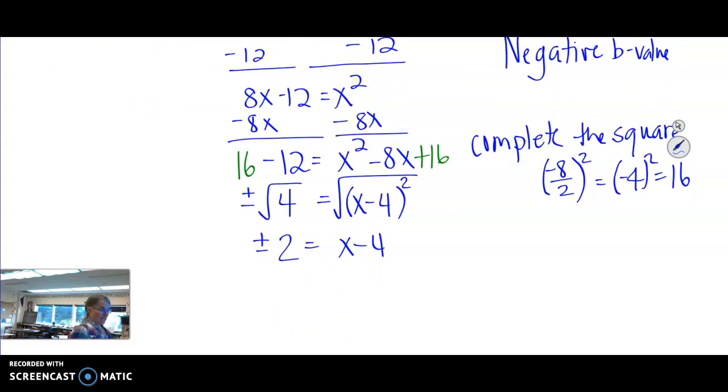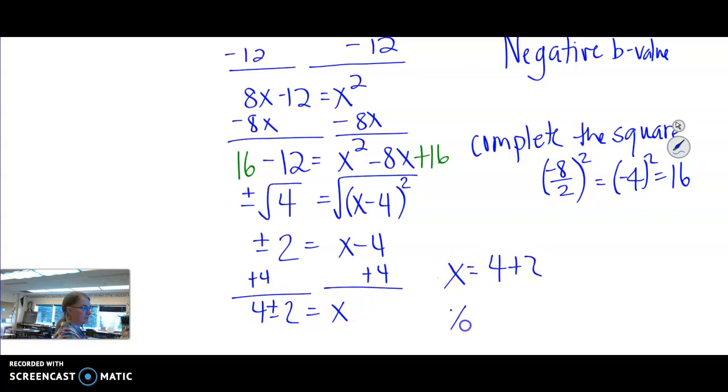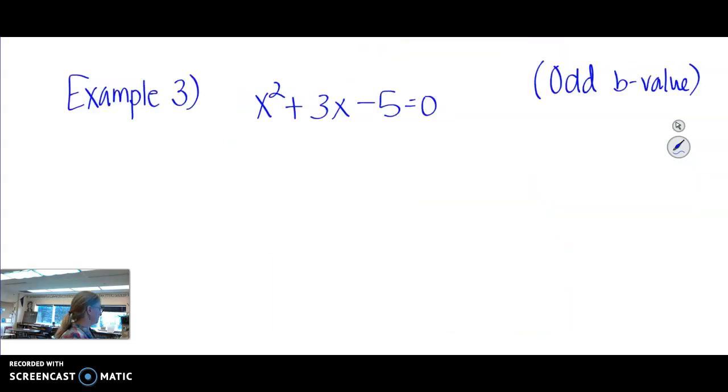If you don't like having it switched like that, you can always put the x terms on the left side because that's how we're used to doing it. And when I add 4 over here, I'm going to get 4 plus or minus 2 equals x, because this side, minus 4 plus 4, is 0. And my two x values, one of them is 4 plus 2, the other one is 4 minus 2, so we get 6 for one answer and 2 for the other.